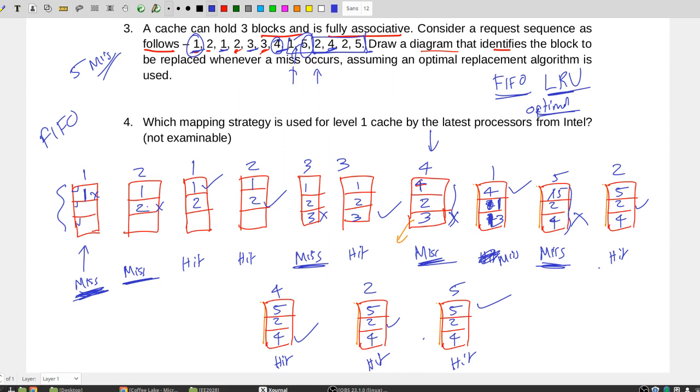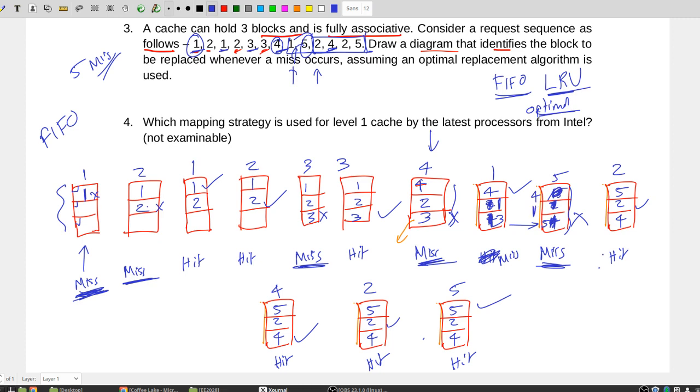So 3 will be replaced with 5. So originally it was supposed to be 3, and now it will be 5. So the situation would be 4, 1, 5. So this is 4 and this is 1 and 5, right?